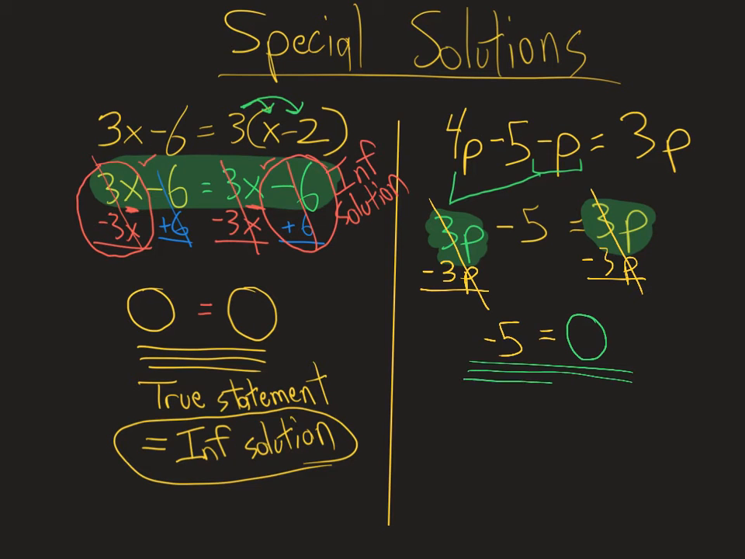You're in the same boat now. Ask yourself, my variables just disappeared. I know it's a special case. What does that last statement tell me? Well, it's a false statement. -5 definitely doesn't equal 0, which means it's a no solution.